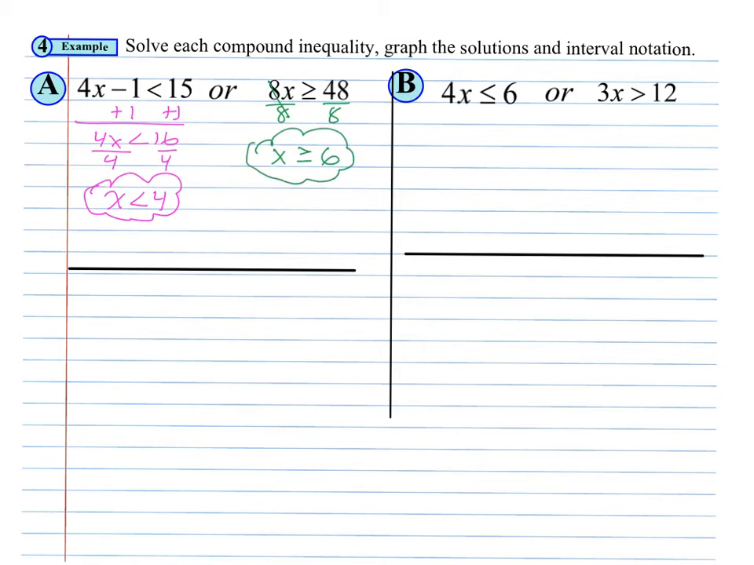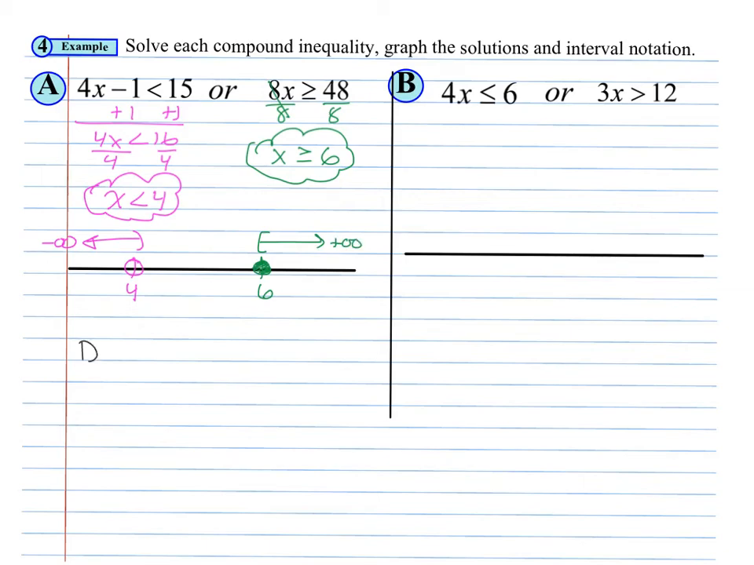Then we're going to graph those. So we're going to have 6 and 4. So for 4, it has no equal sign, so it's going to be an open circle, and it's less than, so all the numbers to the left, which is negative infinity. For 6, if you notice, it has an equal sign, so we're going to fill in the circle, and all the numbers are greater than 6, so that goes to the right side, to positive infinity.